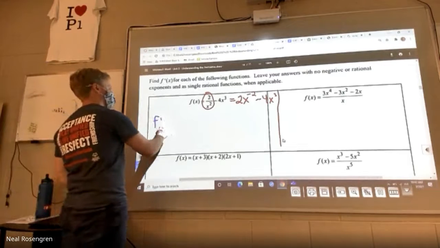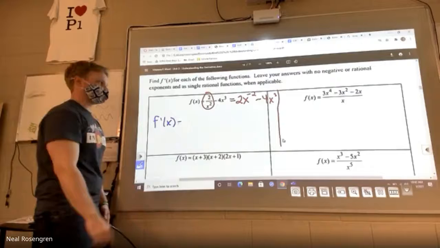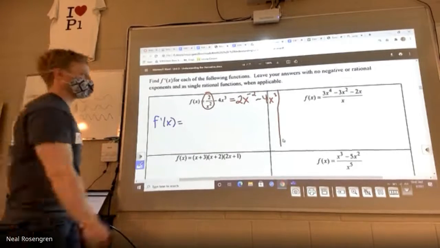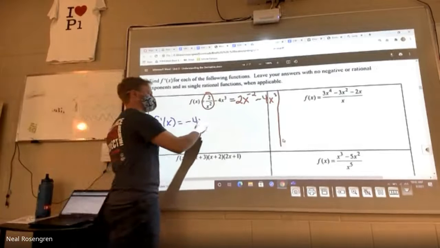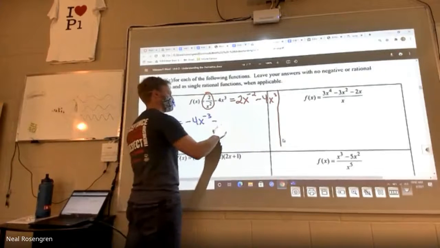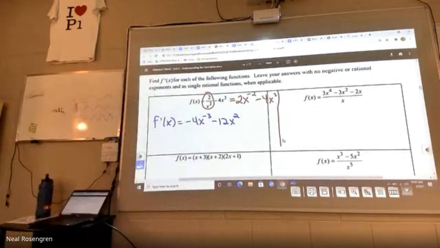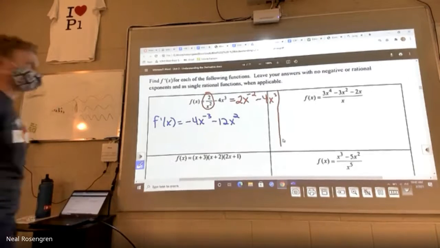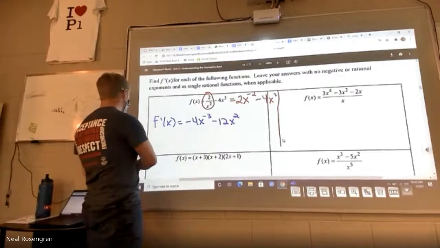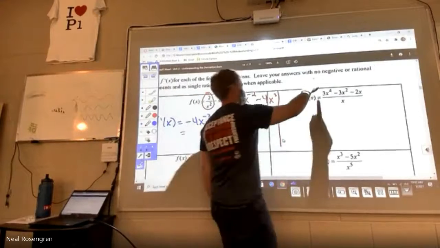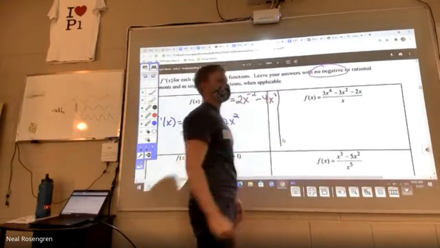Now we can do it. Now I can do f prime of x. Exponent goes in front, multiplies with the constant, gets decreased by 1. Exponent goes in front, multiplied with the constant, exponent gets decreased by 1. We are just not done yet. We cannot have any negative exponents.